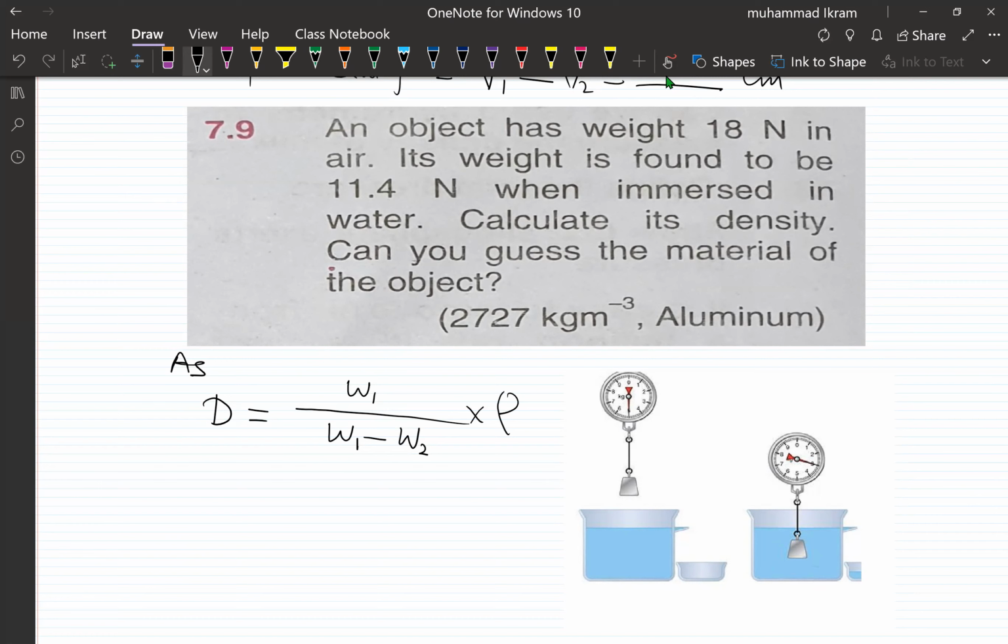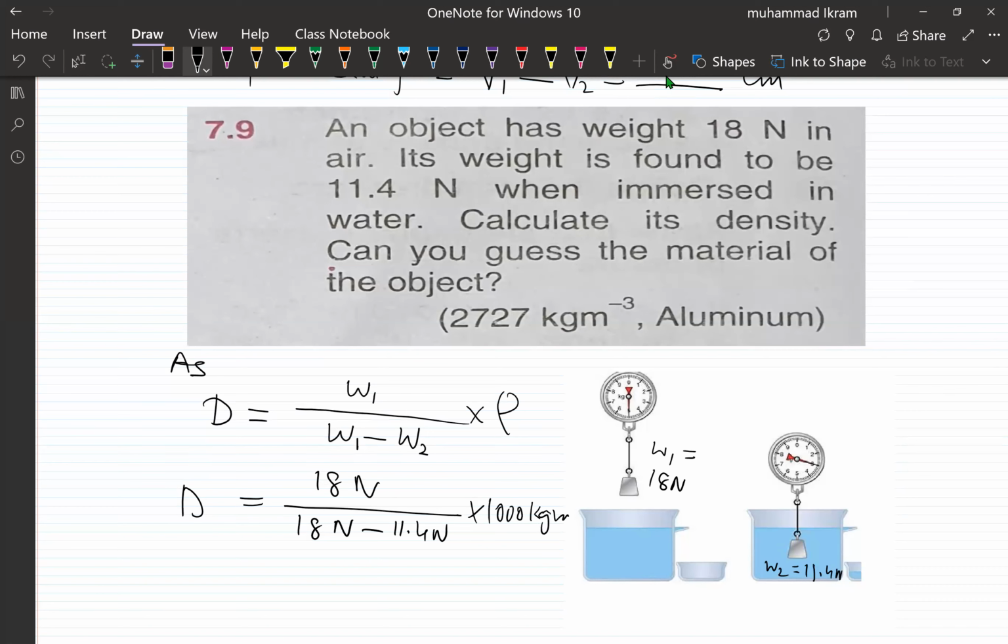You see, the density will be, what will be the weight in air? It is 18 Newton, the weight W1. This weight W2, because the thrust of the water acts on it, so it loses weight and it is 11.4 Newton, right? So 11.4 Newton, and the density of water is what? 1000 kilogram per meter cube.